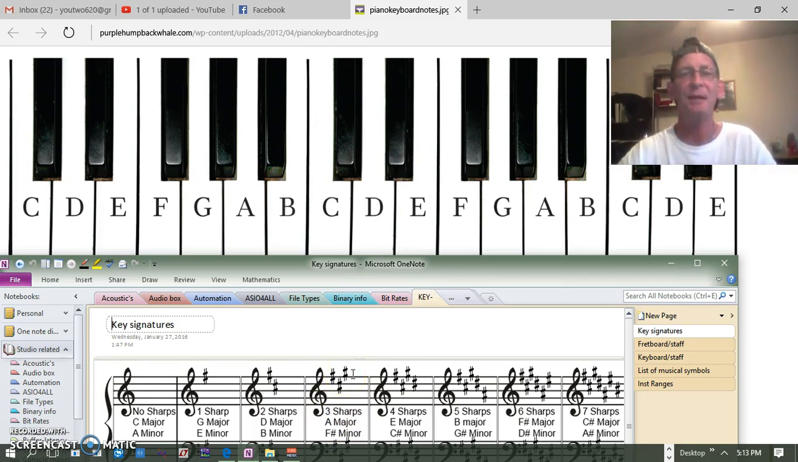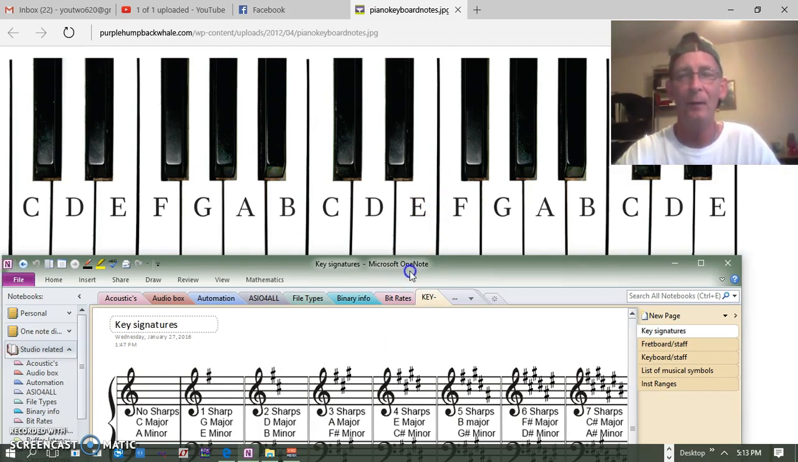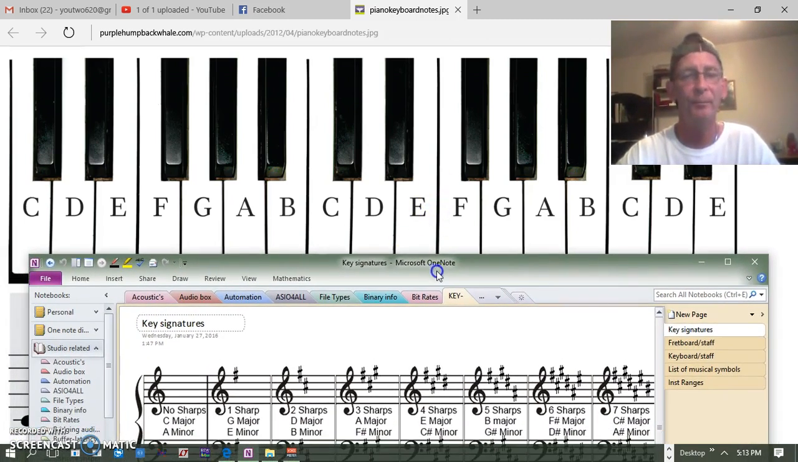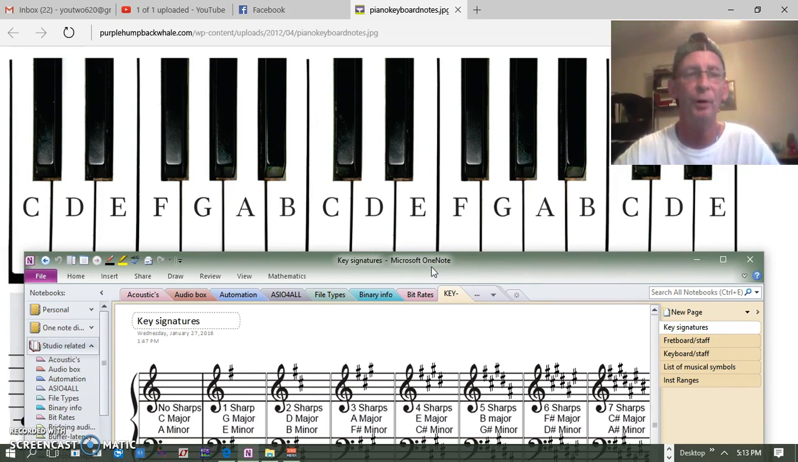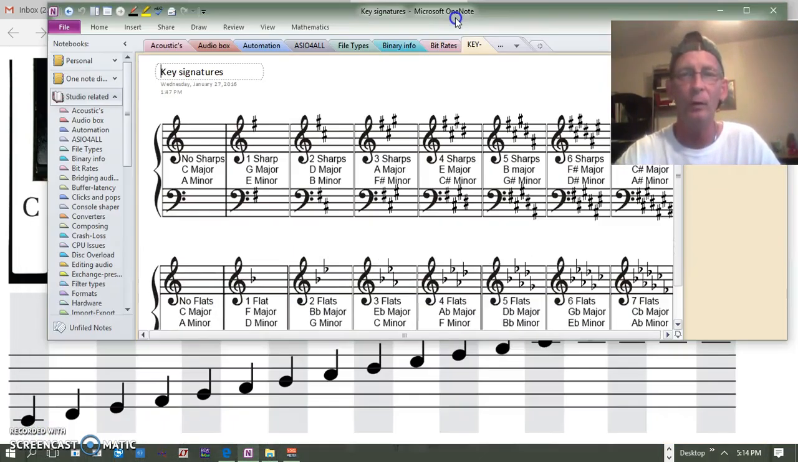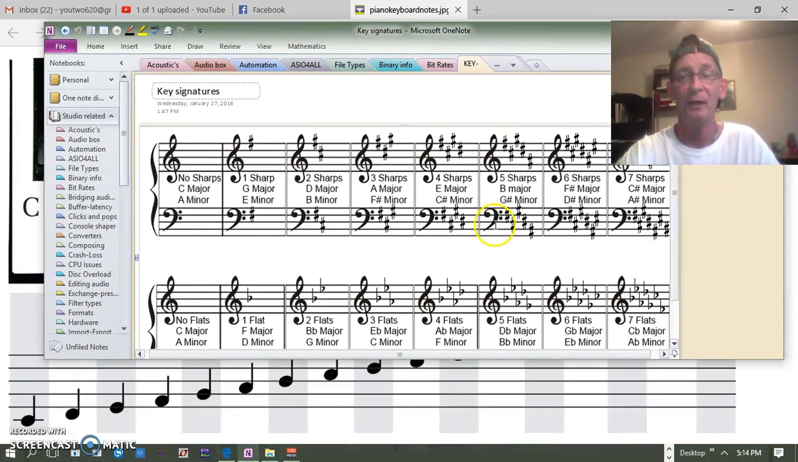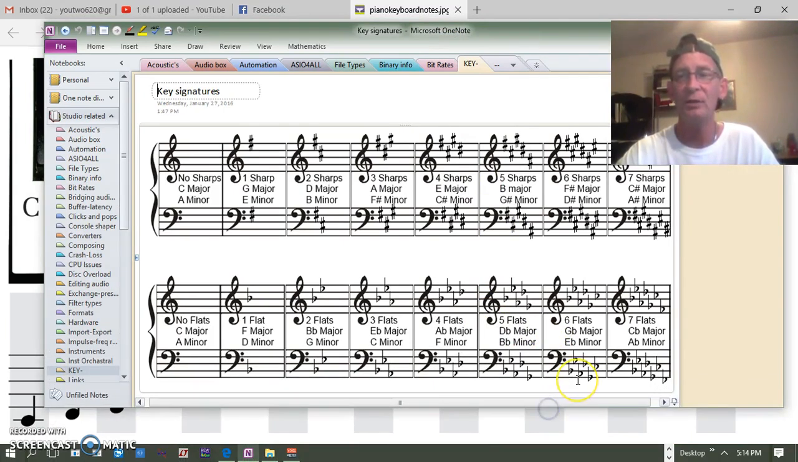So that's the basic concept of key. That's the most pertinent thing you need to understand about what key is and what that means. And you need to download something like this, or take a snapshot of this if you want.